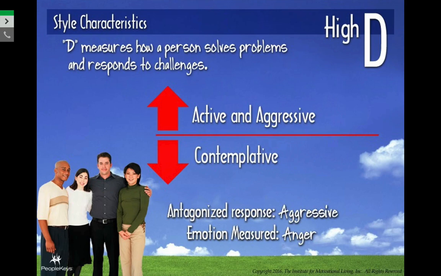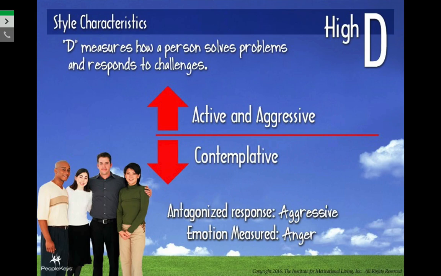The D measures how a person solves problems and responds to challenges. That's what it measures. So when you take a DISC assessment, you'll see these bar graphs that show how high the D is, how high the I, the S, and the C. Then you see a midpoint, a midline. The higher above that baseline, the more active and aggressive you're going to be on the high D. The lower it is below that midline, the more contemplative you're going to be. That's what it's measuring.